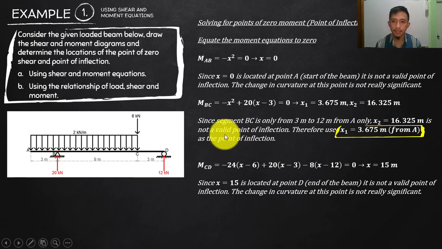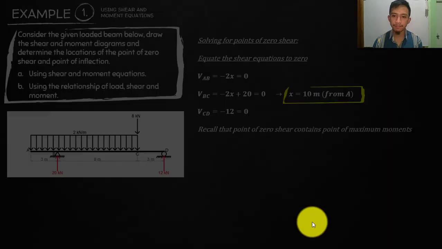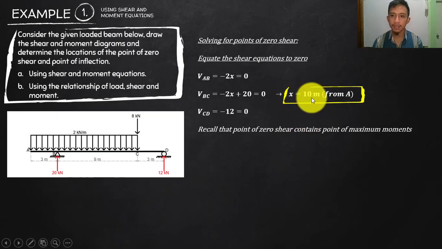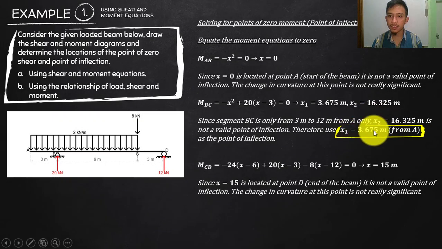And then, lastly in your CD, equate that one to 0. You will end up with x equals 15, and that is true. That should be 0 since that is the last point, so we will not consider that one since that is the end point. So we will only have one zero shear at x equals 10. That is where we will find the maximum moment. And one zero moment at x equals 3.675, which is the inflection point.